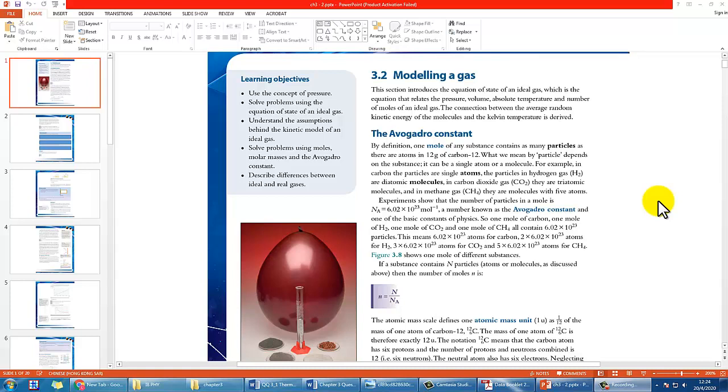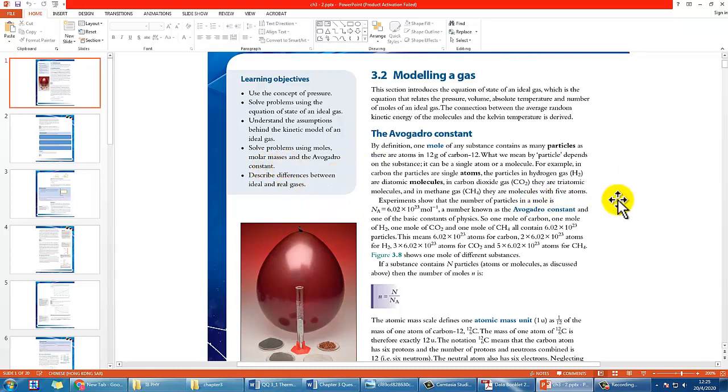Okay, let's move on to chapter 3.2, modeling gas. So you may have learned about the ideal gas law, but in our IB physics, this chapter will cover something more about the ideal gas law, including its calculation, but also something more. So we will see how it goes.